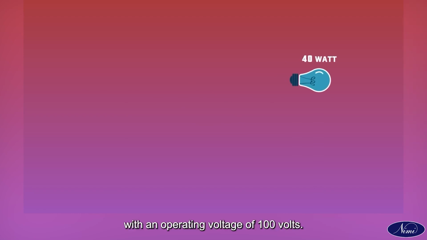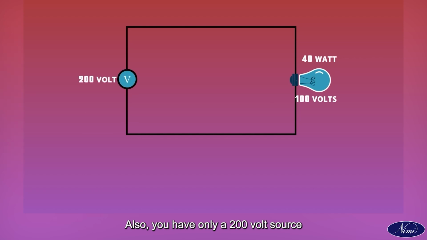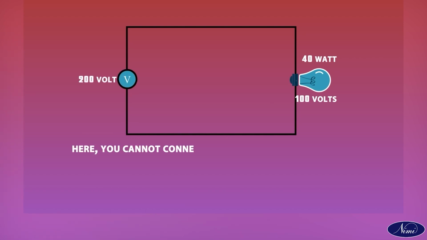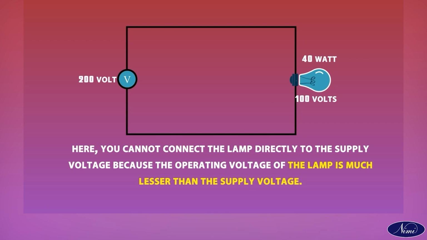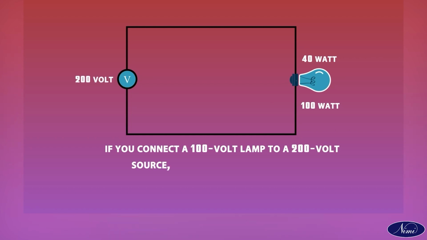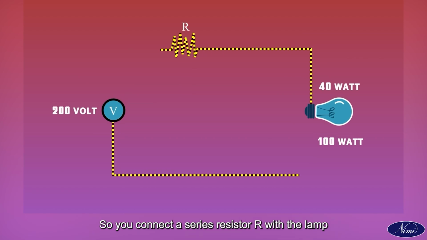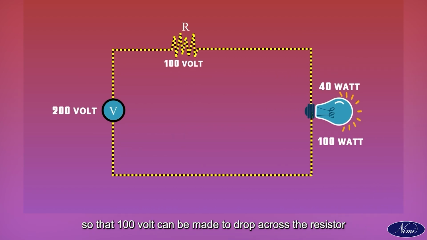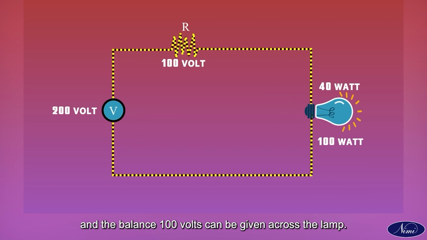Assume you have a 40-watt lamp with an operating voltage of 100 volts. Also, you have only a 200-volt source. Here, you cannot connect the lamp directly to the supply voltage because the operating voltage of the lamp is much lesser than the supply voltage. If you connect a 100-volt lamp to a 200-volt source, the lamp will get damaged. So you connect a series resistor R with the lamp so that 100 volts can be made to drop across the resistor and the balance 100 volts can be given across the lamp.